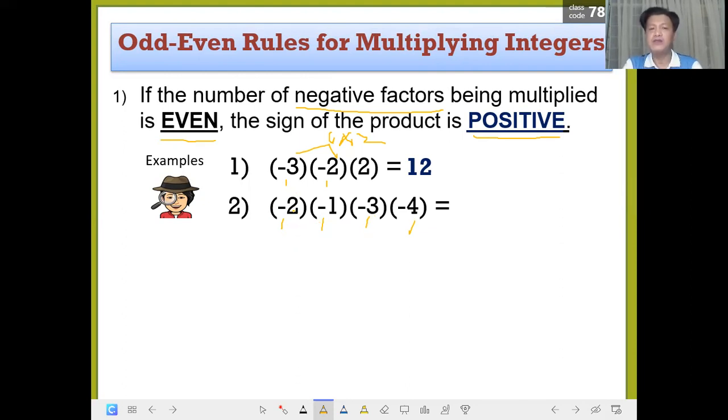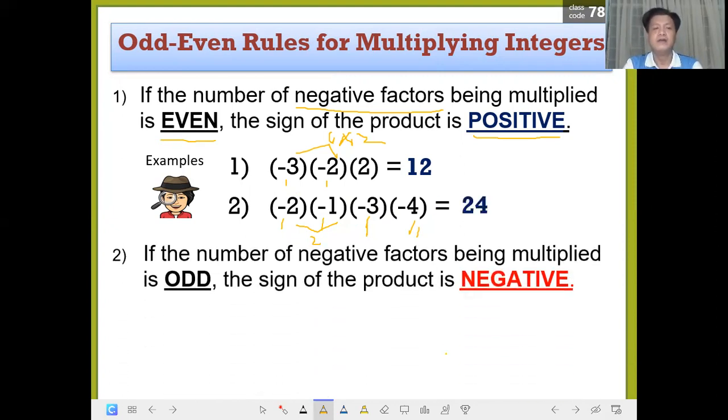Kaya i-multiply mo ngayon to, di ba? 2 times 1, 2 yon. Pag minultiply mo yan, 2. Then, 2 times 3, magiging 6 na siya. Kasi minultiply mo yung product neto na 2 doon sa 3. Okay, kaya magiging 6 na yan. Tapos 6 times 4, that is 24. Minultiply mo yung product na 6 doon sa 4, kaya 24. But since this is even factors or even negative factors yung bilang, kaya positive 24 yan.